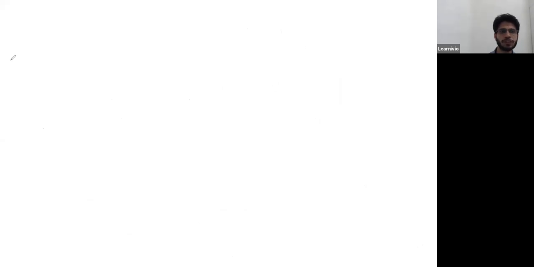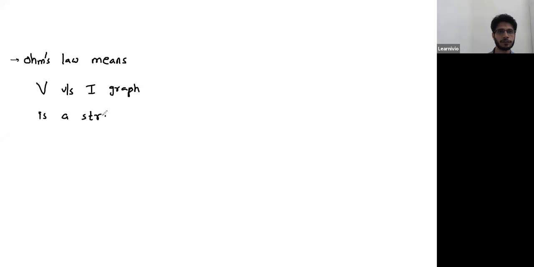So Ohm's law means V versus I graph is a straight line. Let's see some detail of Ohm's law. Ohm's law means V versus I graph is a straight line. This is the meaning of Ohm's law.